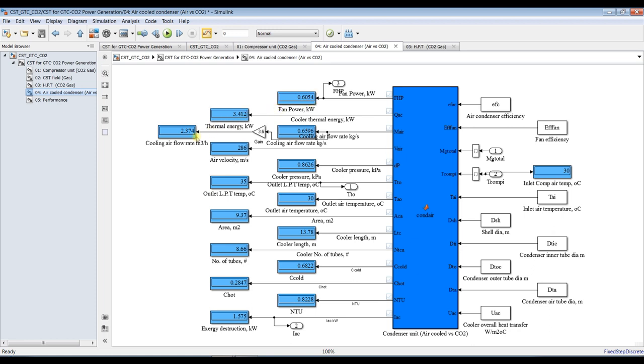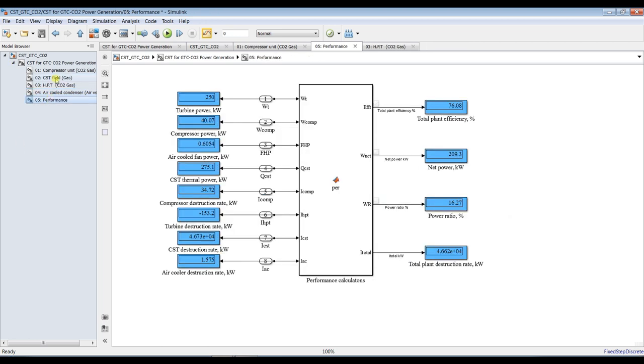Thermal energy, area, outlet turbine temperature, okay, 35. And we have the outlet air temperature, it's raised from 25 up to 30 degrees Celsius. Length of the condenser, heat capacities, number of transfer units, and exergy destruction rate. This is the power ratio and net power, this is your net power, and the total exergy destruction through your plant.